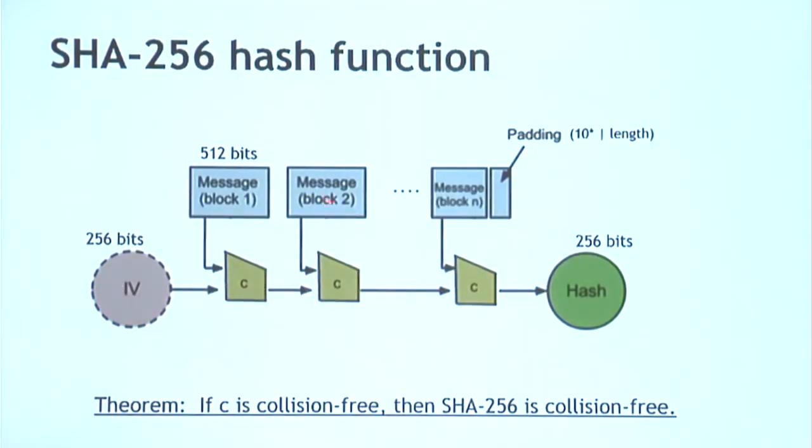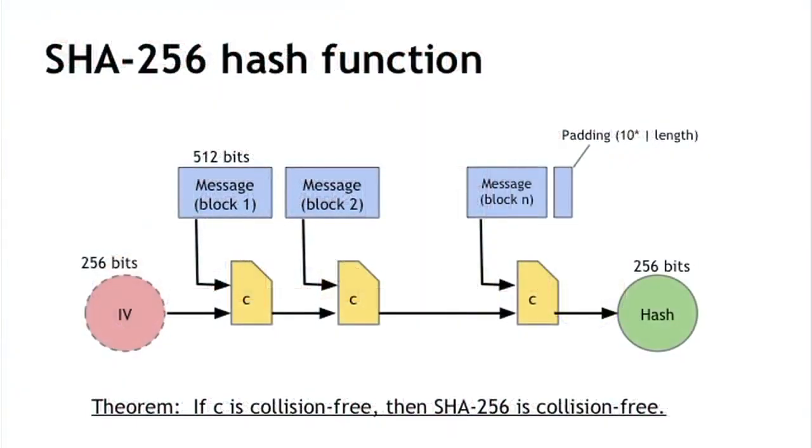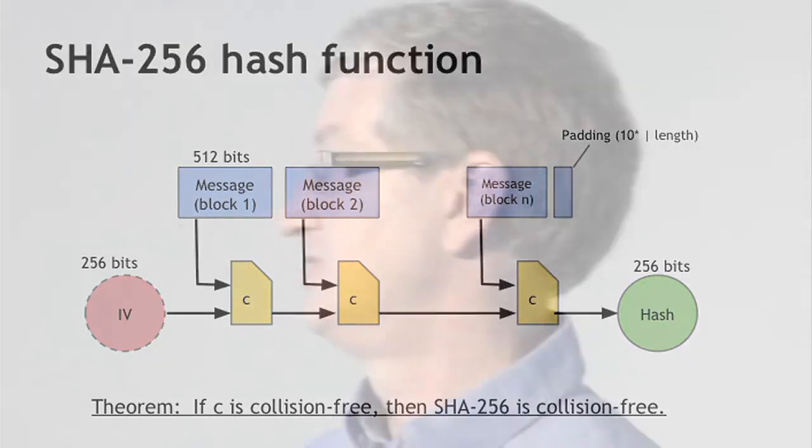You now take that with the next 512 bits of the message, run it through C again, and you keep going. Each iteration of C crunches in another 512-bit block of the message and mixes it in to the result. When you get to the very end, you have consumed all of the blocks of the message plus the padding, and the result is the hash, a 256-bit value. It's easy to show that if this compression function C is collision-free, then this entire hash function will also be collision-free. The other properties are a little bit more complicated, so I won't talk about them here.